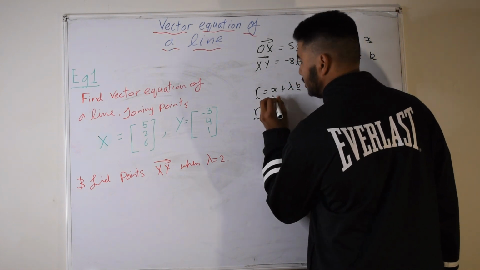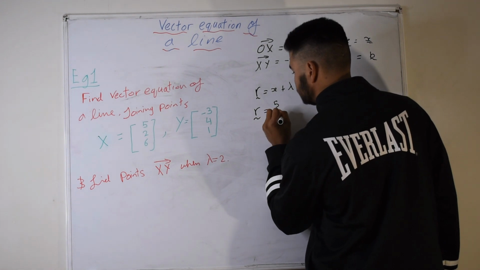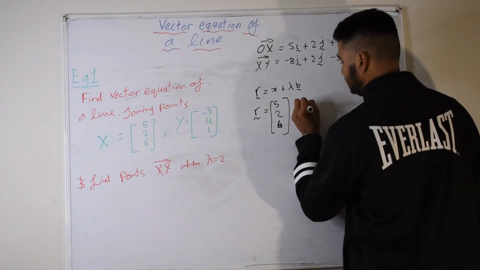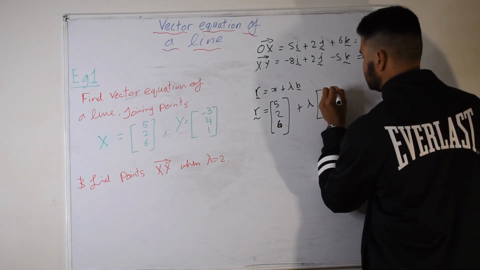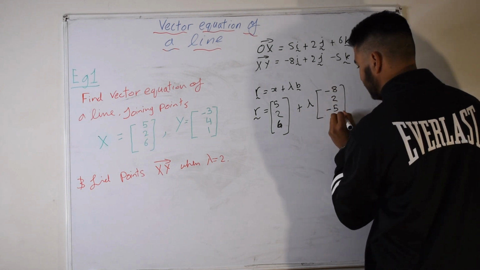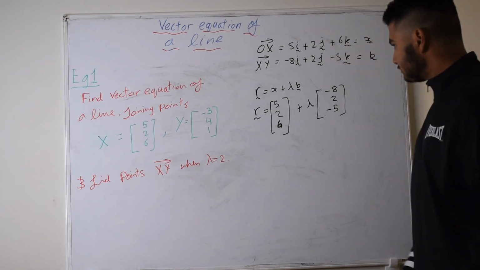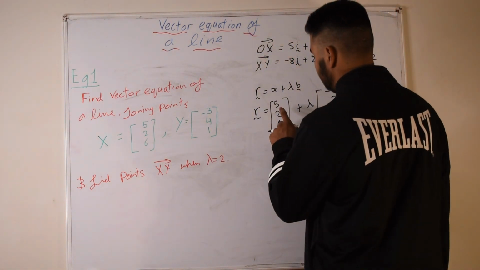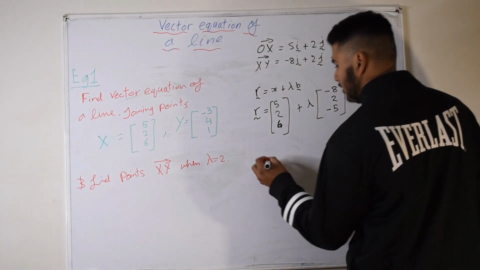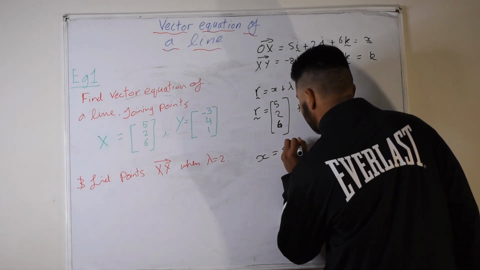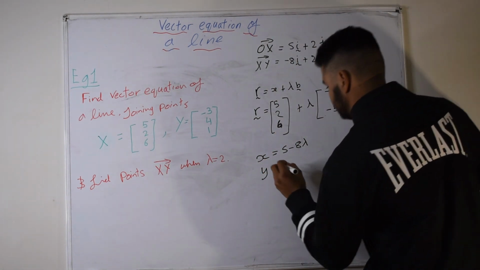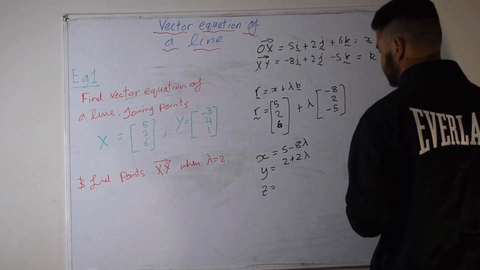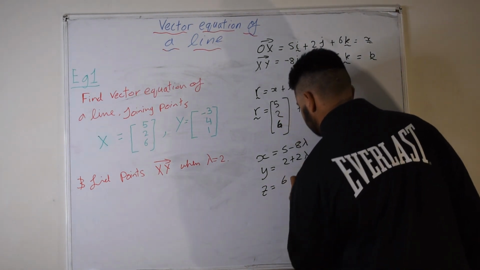So r then equals a, which is this: 5, 2, 6, in component form, plus lambda times this over here, -8, 2, -5. So that is the vector equation of the line. Now we're going to find the coordinates for when lambda equals 2. Let's separate this in terms of its parametric form. So x equals 5 minus 8 lambda, y equals 2 plus 2 lambda, and z equals 6 minus 5 lambda. Correct?